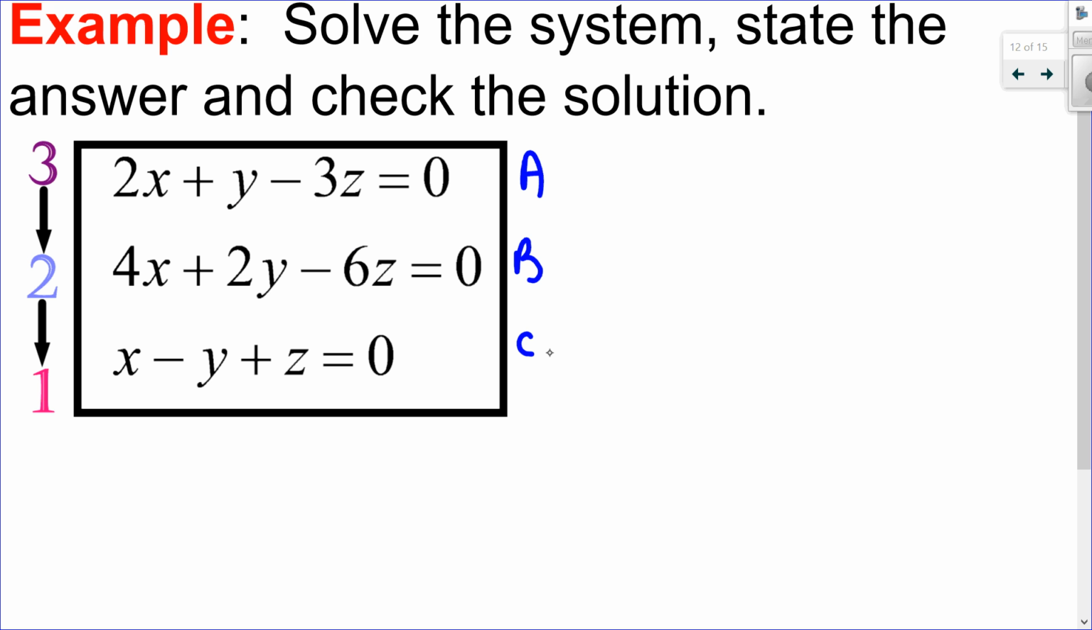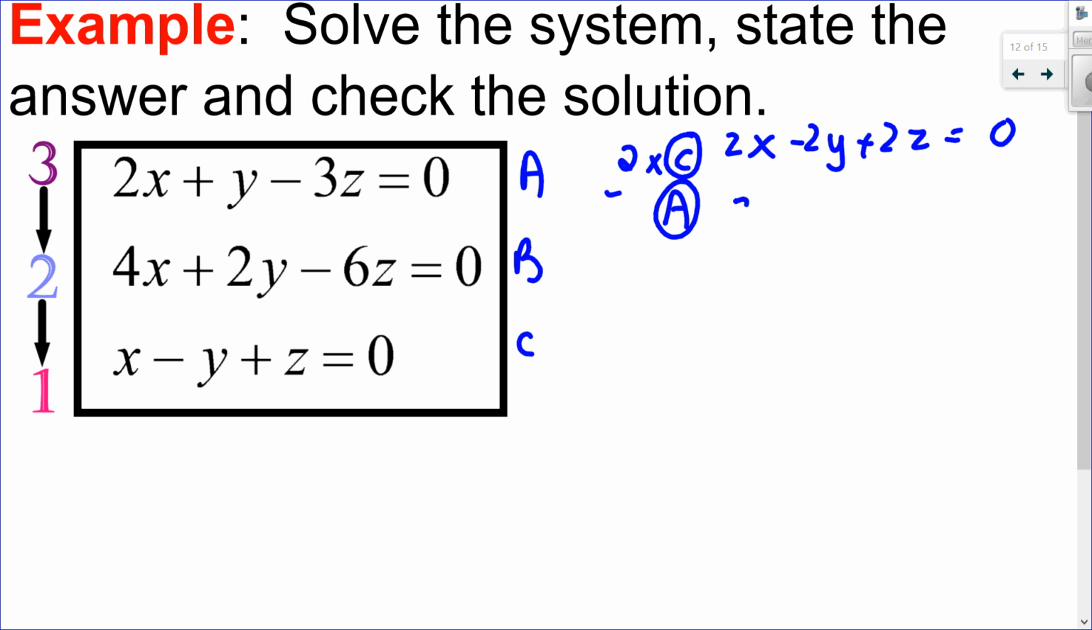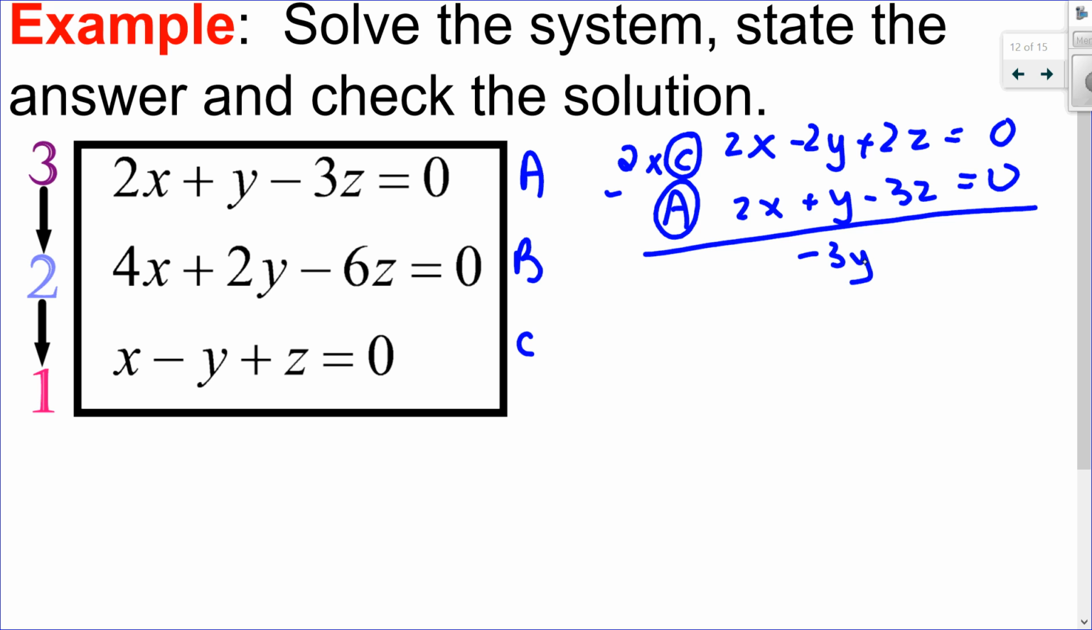And I am going to use my equation C, where there are coefficients of 1 for all of them, to eliminate the other ones. So I will do 2 times equation C, and I'm going to subtract from that equation A. So 2 times equation C is 2x minus 2y plus 2z equals 0 times 2, also 0. And then directly under that, I'll write equation A. And then I'll subtract. So 2x take away 2x, gone. Negative 2y take away y, negative 3y. 2z take away a negative 3z is a positive 5z. And 0 take away 0 is 0.